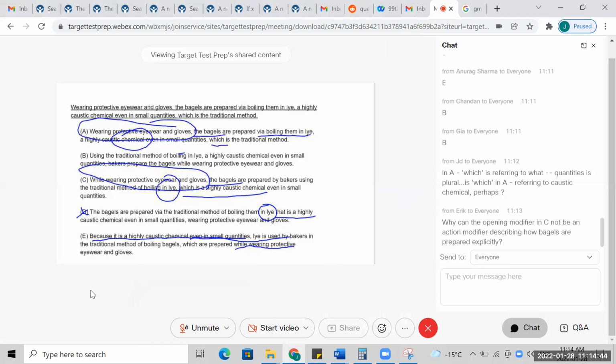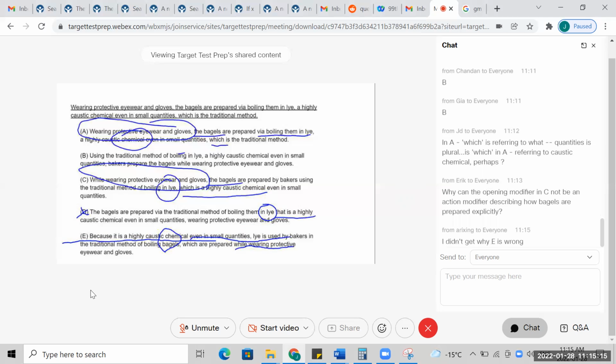gloves. So they move this again on us just by noticing word placement or modifier placement. We see which are prepared. So what are prepared? Bagels. It's bagels. What are wearing protective eyewear and gloves? I don't think so. So just by noticing where this one modifier, wearing protective eyewear and gloves, is placed, we could basically get this question correct, because in this other one, the bakers aren't even mentioned. So this is our easy out.